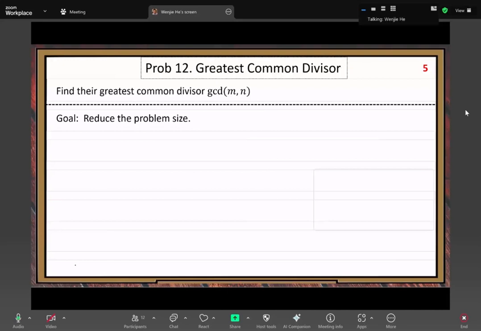When we work on the GCD problem with smaller problem sizes, it's not that hard. So the question is, can we find a way to reduce the problem sizes? There is a mathematical tool we need to use to solve this problem. So what's that tool?